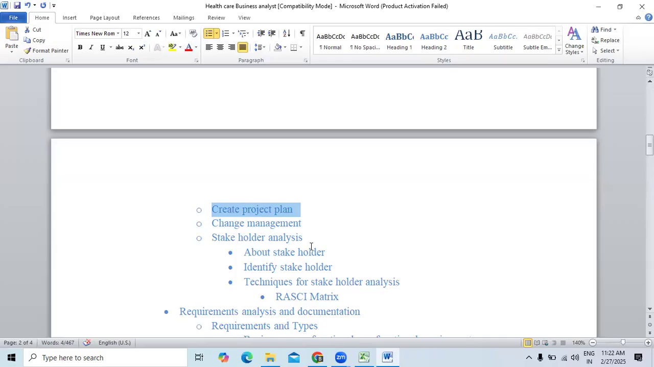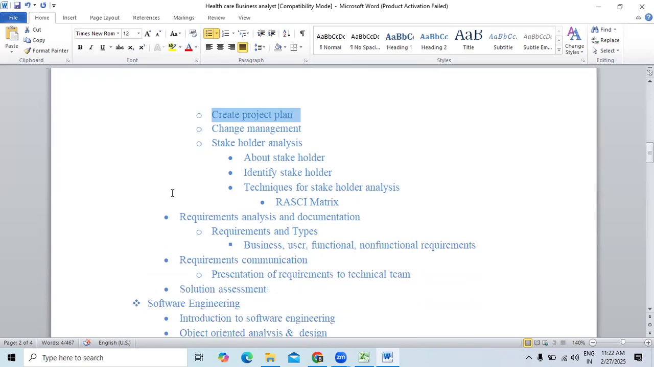Further, there are different techniques. Of course, we use something like the RACI matrix. Prior to that, to identify stakeholders, there is something called the power and interest grid that we use. After that, the RACI matrix will be used as a technique for stakeholders, etc. Next, what are the different types of requirements that we have to work on.